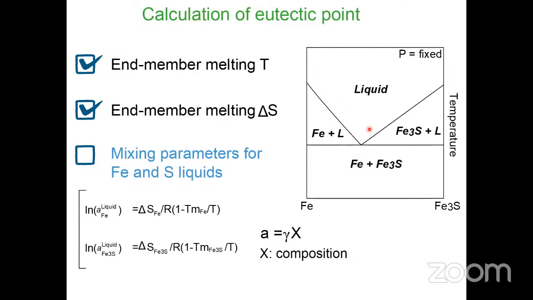To calculate this liquidus curve, this is the equation we use. The left-hand side is the activity of iron in liquid, and the right-hand side is the entropy of fusion divided by the gas constant, the melting point of the end member, and the temperature of interest. So this is a univariant relation between activity and temperature. Activity is a thermodynamically corrected composition: activity equals activity coefficient gamma times composition. So roughly speaking, this is a composition versus temperature relationship.